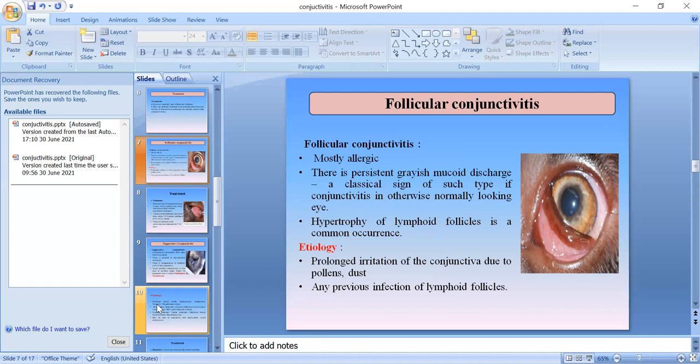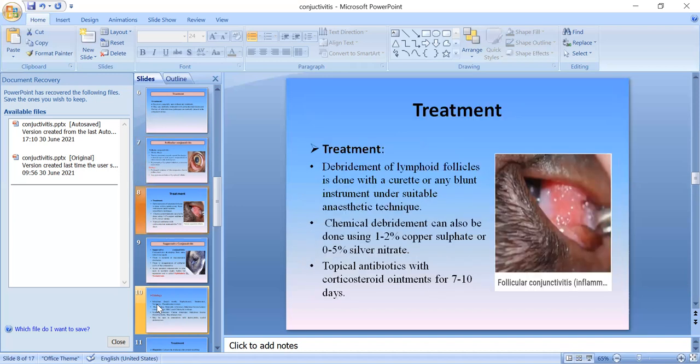Due to allergy, follicular conjunctivitis occurs. How can we treat? If there are lymphoid follicles, then you have only the option of debridement of that lymphoid follicle surgically with anesthesia and with a blunt instrument. Chemical debridement can also be done with 1 to 2% copper sulfate or 0.5% silver nitrate by rubbing or instillation in the eye. Topical antibiotic with corticosteroid ointment for 7 to 10 days. Okay, so these are the treatments.